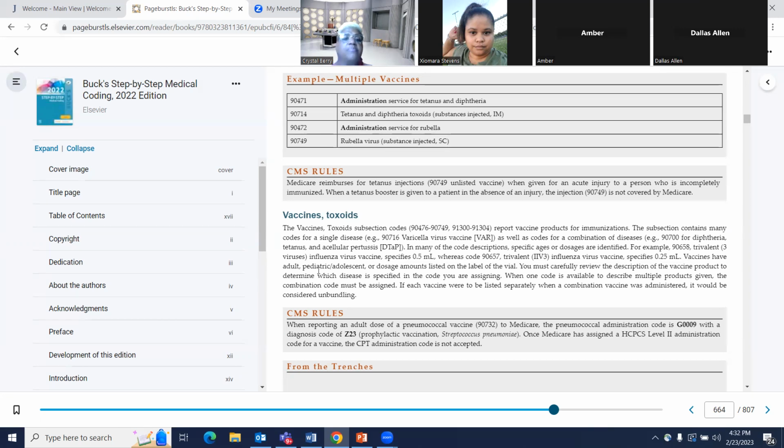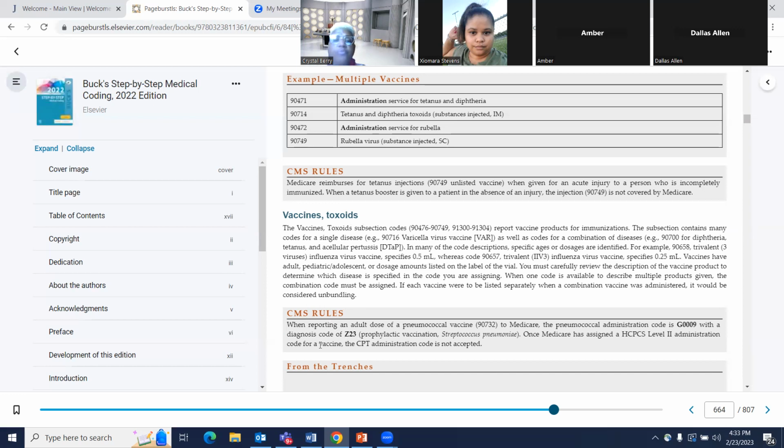Vaccines have adult, pediatric, adolescent, or dosage amounts listed on the label of the vial. You must carefully review the description of the vaccine product to determine which disease is specified in the code you are assigning. When one code is available to describe multiple products given, the combination code must be assigned. If each vaccine were to be listed separately when a combination vaccine was administered, it would be considered unbundling.